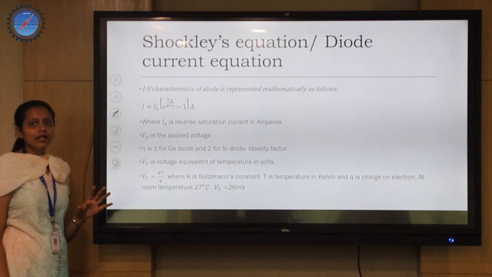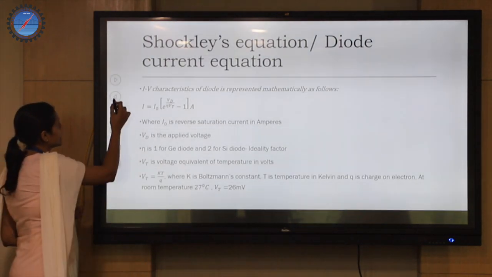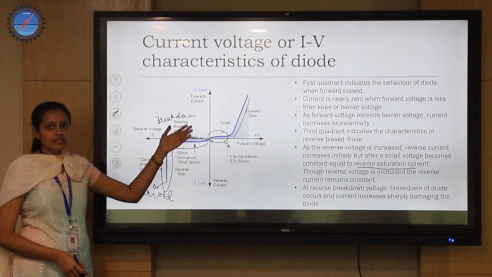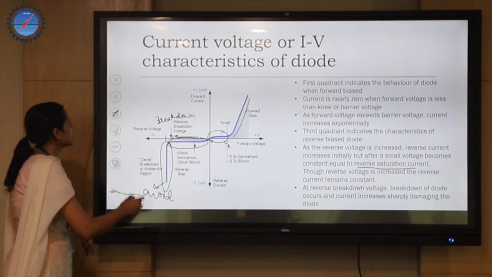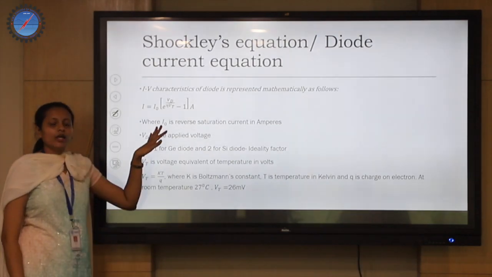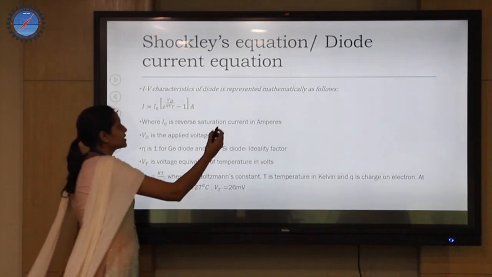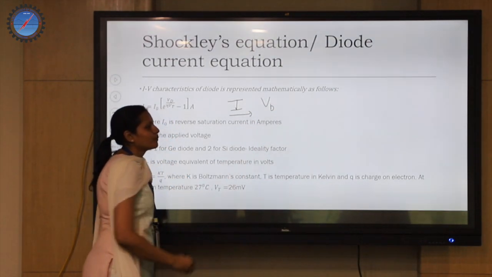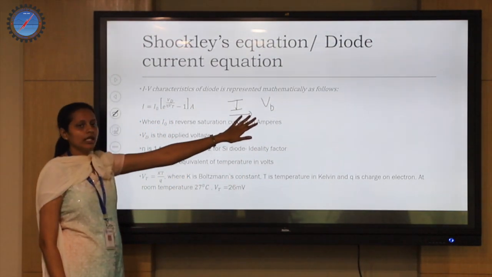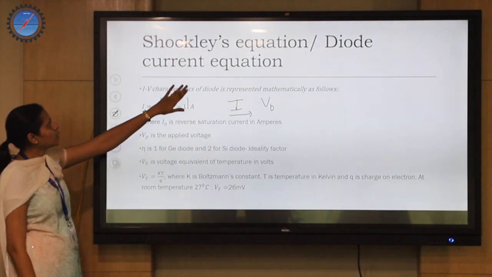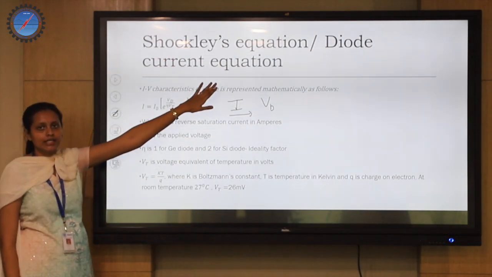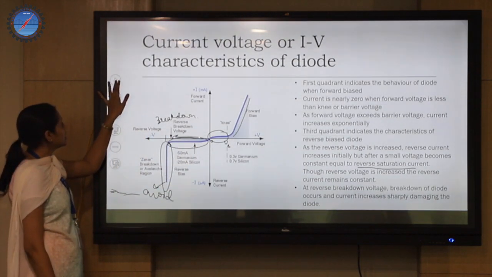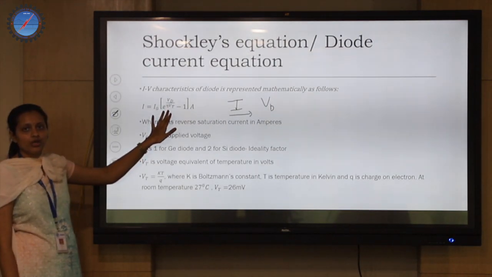The mathematical equation which represents this characteristic. So now we have this characteristic, right? How to mathematically represent this particular curve is by what is known as the diode current equation, which relates the current through the diode and the voltage across the diode. So how are these two related? This is called the diode current equation, which is also known as Shockley's equation. So here we have the characteristic, here we have the mathematical representation for it.